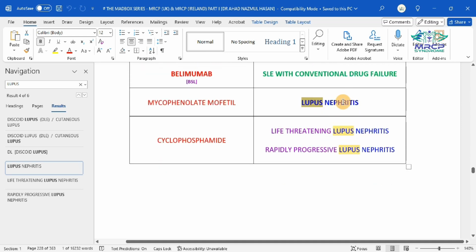In mild to moderate cases, we will be going for mycophenolate mofetil. And in life-threatening cases, or if the patient comes up with the features of RPGN, we will be going for cyclophosphamide.